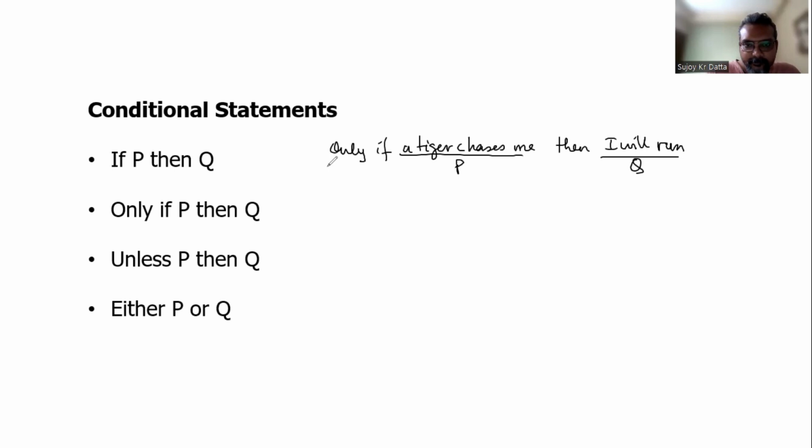So the statements could be: I am running implies the tiger is chasing. That's what it means. Contrapositive: a tiger is not chasing me, I will not run, because that's how I've made the statement. That the only scenario where I will run is if a tiger chases me. Under no other case would I be running. So if I am never running other than that, and I'm saying that the tiger is not chasing, therefore I'm not running. So this is the statement, this is its contrapositive.